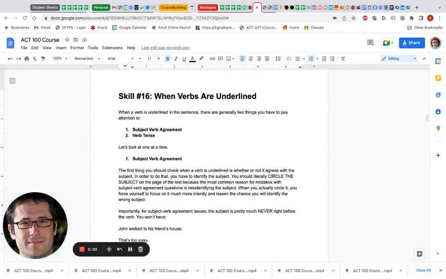Skill 16, when verbs are underlined. Okay, so you will have typically somewhere from three to five questions per English section where there's a verb underlined, or a verb and one or two other words. And your goal there is pretty similar. So in these cases, basically you have to either look at subject verb agreement or verb tense. Sometimes both, but usually it's one or the other.